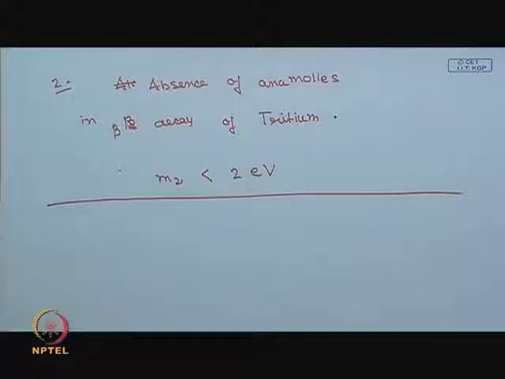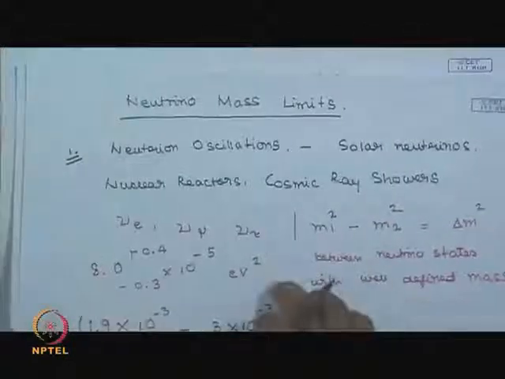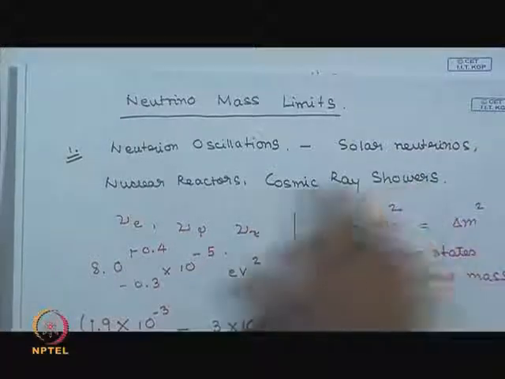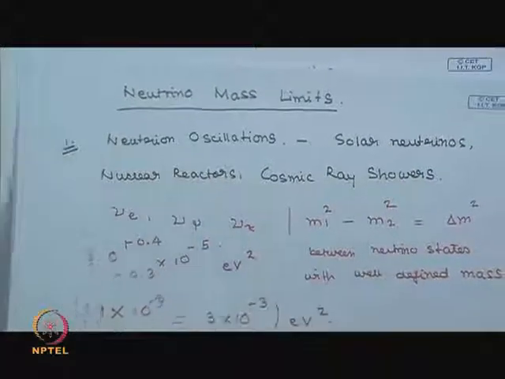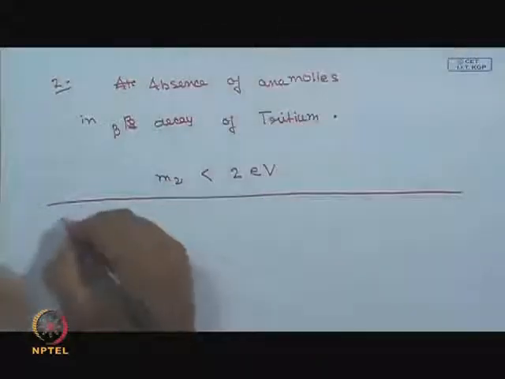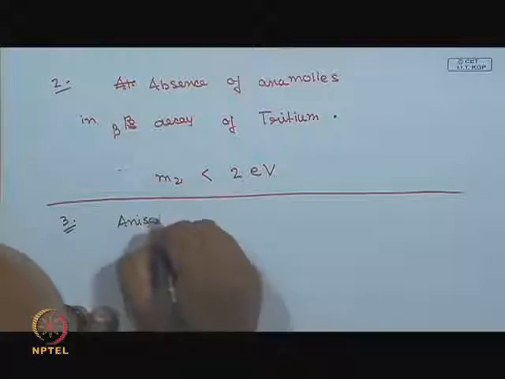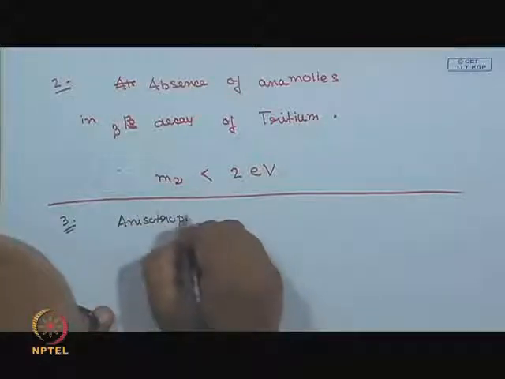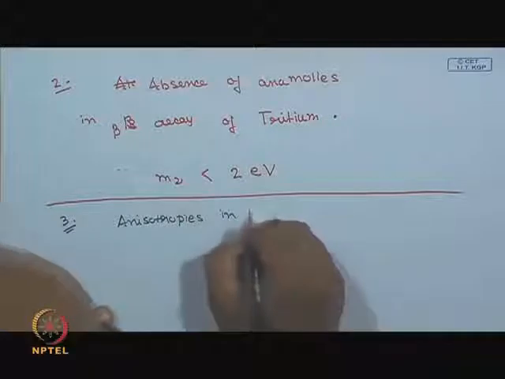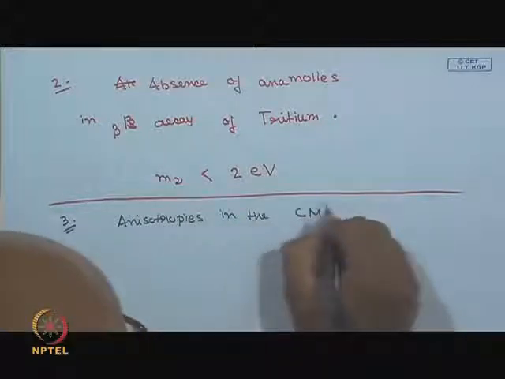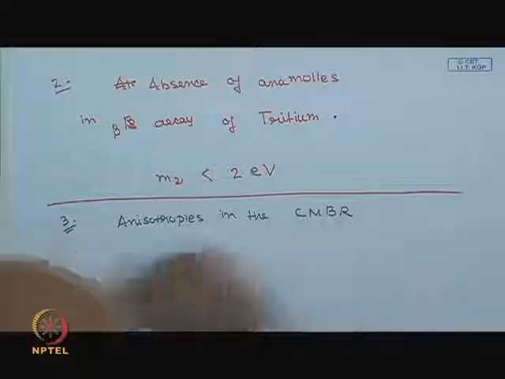The third limit which I can tell you about is also again cosmological, though the two which we just talked about, the first one also involves some amount of astrophysics, the solar neutrinos and the cosmic ray showers. The second is purely terrestrial. The third is from the anisotropies in the cosmic microwave background radiation, CMBR.